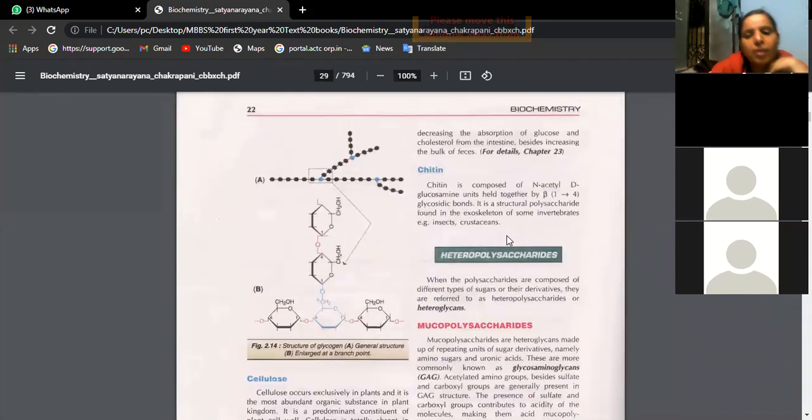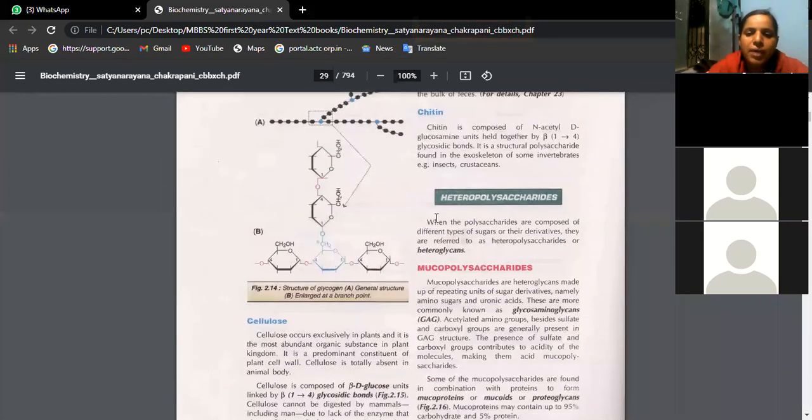In the case of glycosaminoglycans, they are nothing but heteropolysaccharides. Polysaccharide means what? If we have many monosaccharide units, generally we call them polysaccharides. Like starch is a polysaccharide, glycogen is a polysaccharide, isn't it? Because it has many units of glucose molecule. Many units of monosaccharide make a polysaccharide. If polysaccharides are in combination with either lipid or protein, we generally call them heteropolysaccharides.